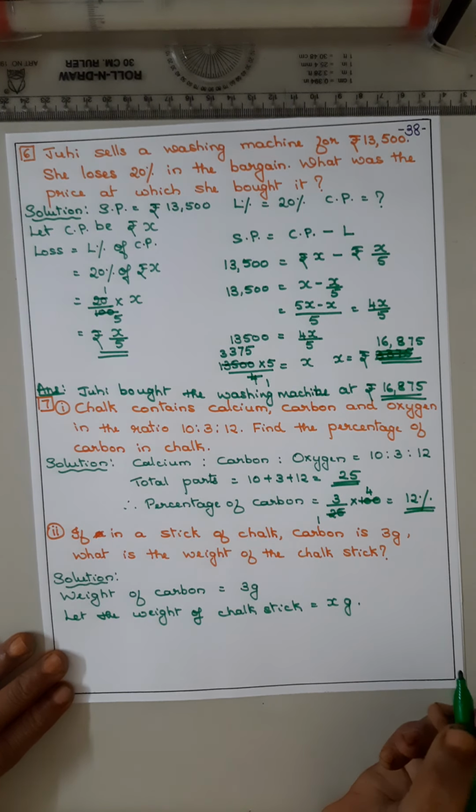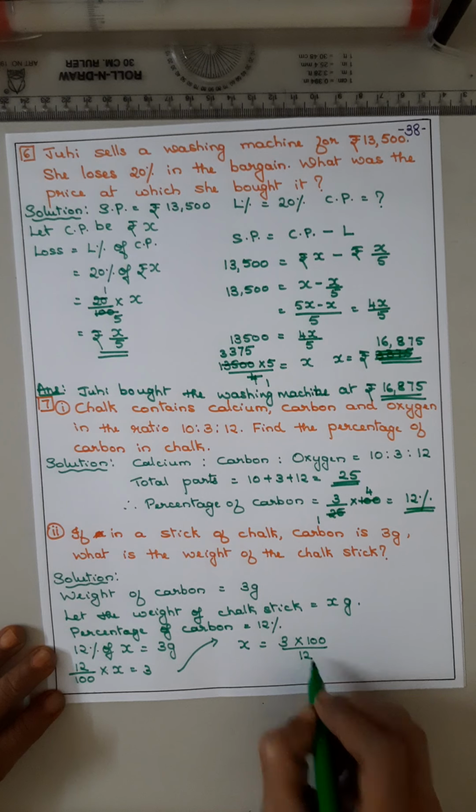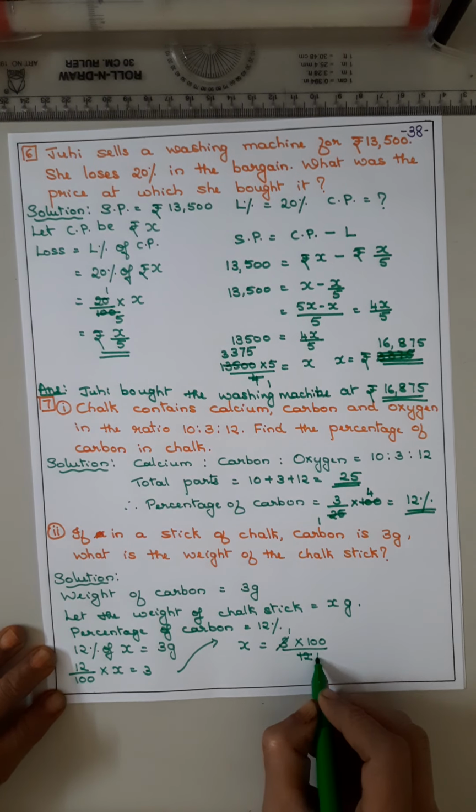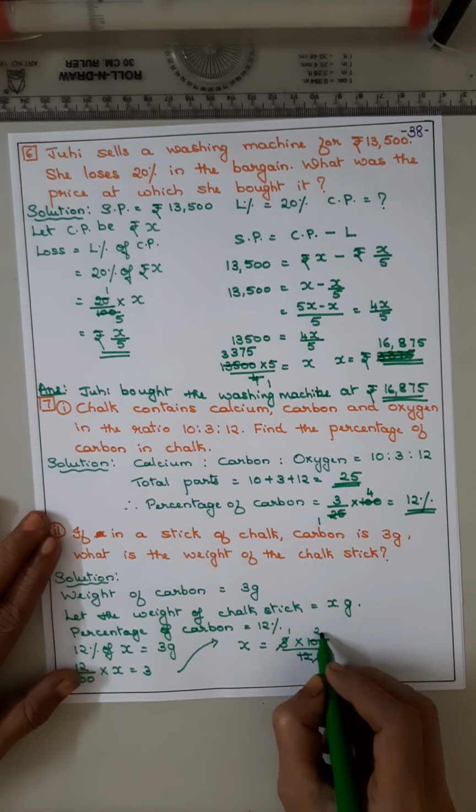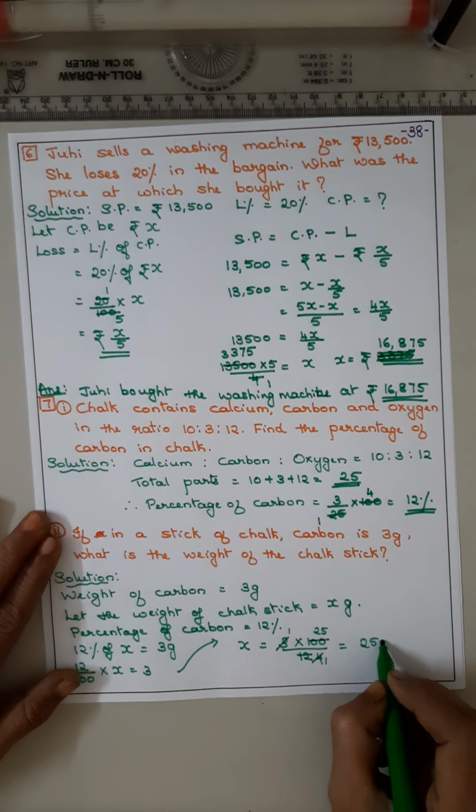अभी परसेंटेज कितना दिया है? परसेंटेज ऑफ कार्बन हमें मिला इज इक्वल टू 12%. इसका मतलब 12% ऑफ x है ना, टोटल वेट इज 3 ग्राम. सो इसका मतलब कैसे लिखेंगे? 12/100 इंटू x इज इक्वल टू 3. तो अभी x को लेफ्ट में रखेंगे तो 3 डिनोमिनेटर को 100 न्यूमरेटर में जाएगा, न्यूमरेटर का 12 डिनोमिनेटर में आएगा. 3 1s are 3, 4s are 4, 1s are 4, 25s are. You got how much? 25 ग्राम.